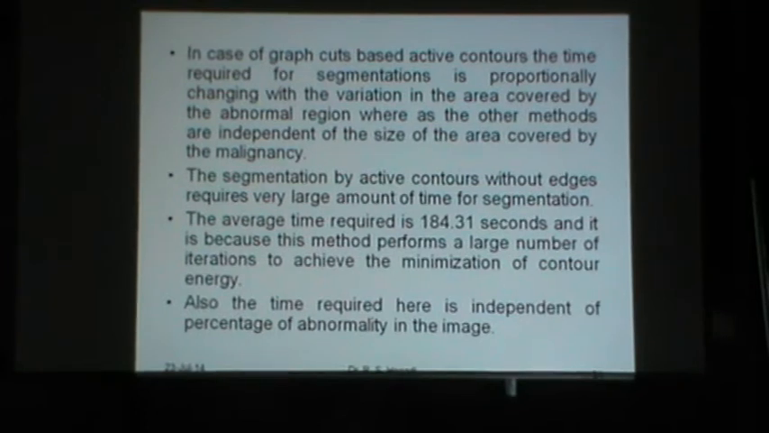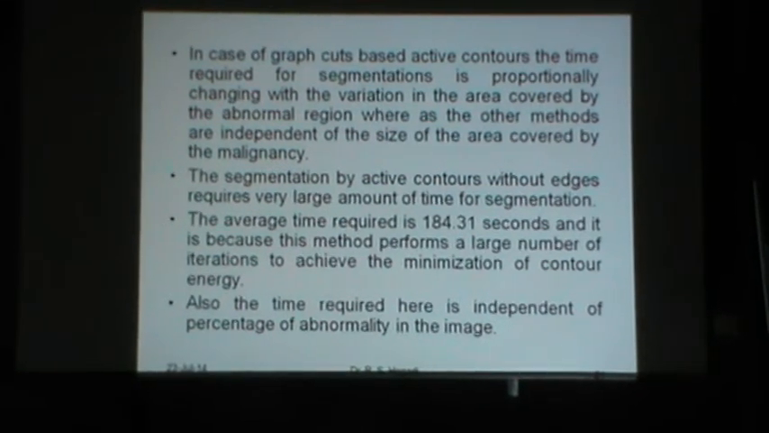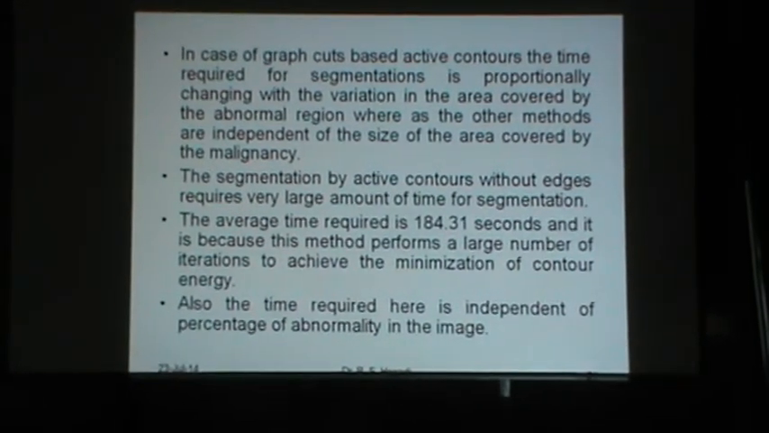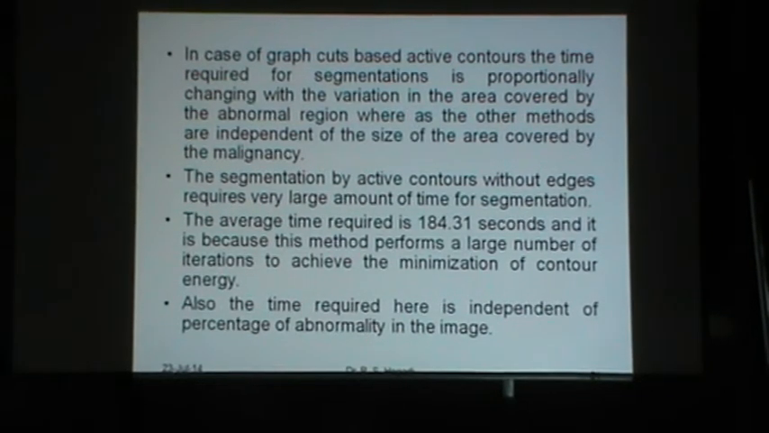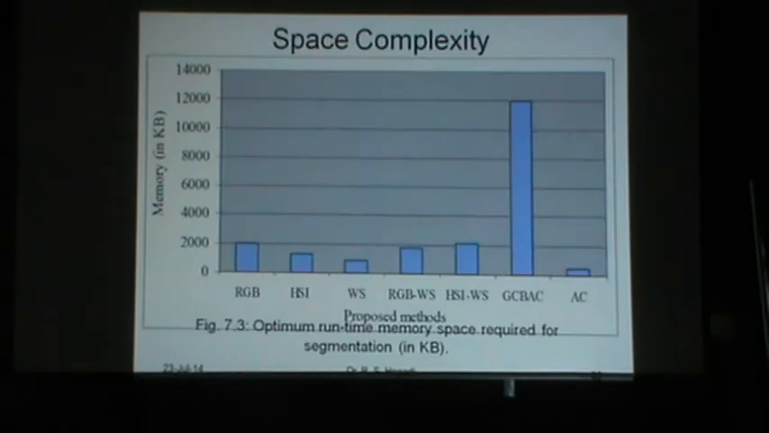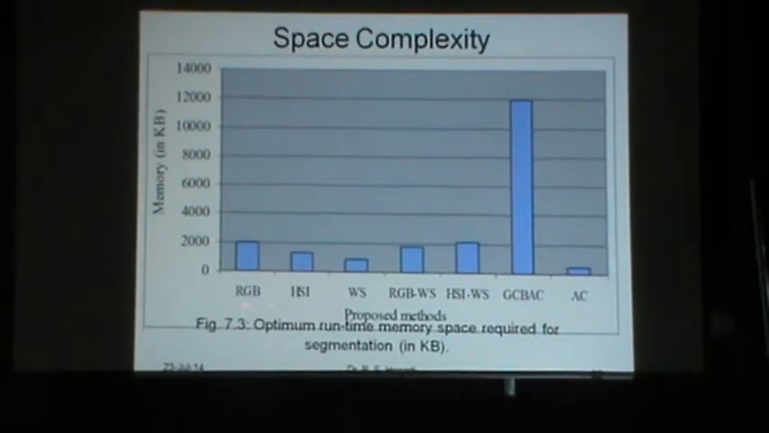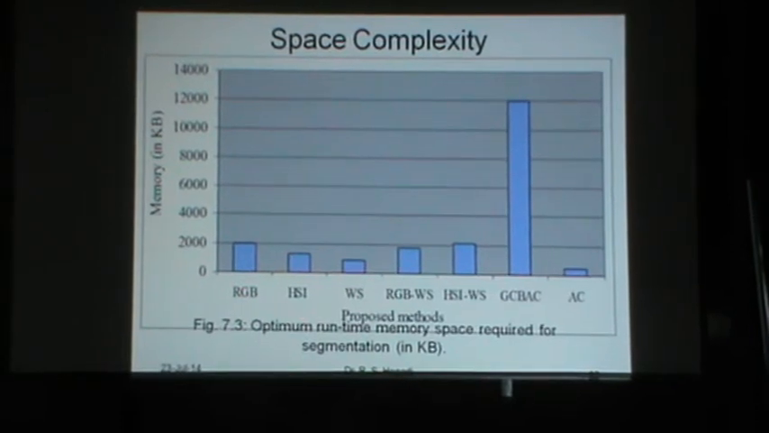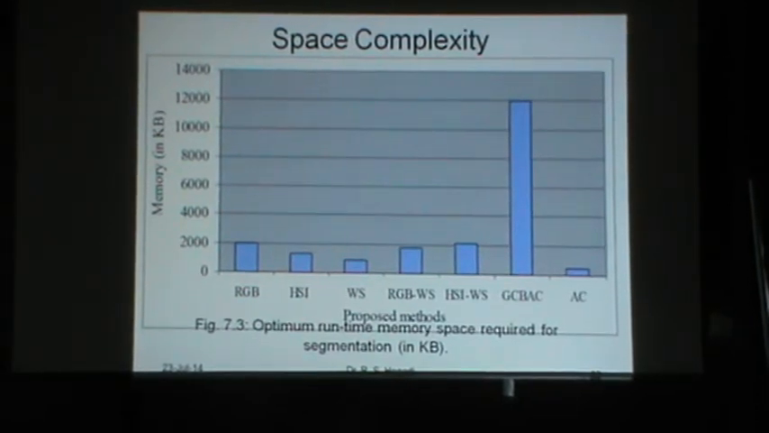Compared to the other techniques, in most of the techniques the time required for segmentation is independent of the abnormality, except one technique. Now let us analyze the space complexity: how much memory space is required when we are executing these techniques. You can see almost all the techniques require less space, in KB, around 2 MB maybe. 2000 KB means it must be 2 MB.